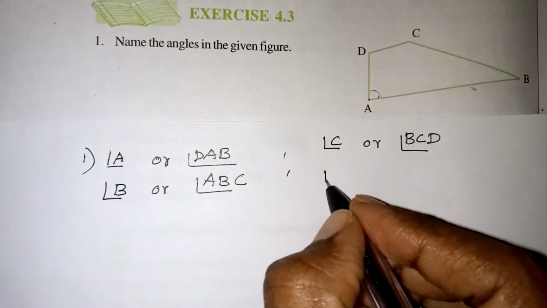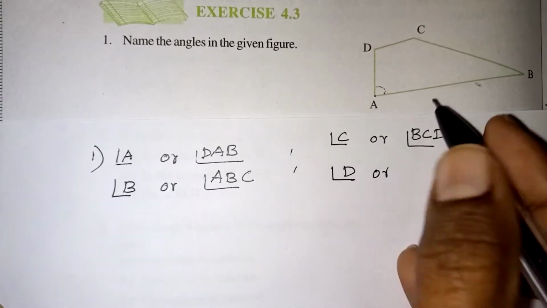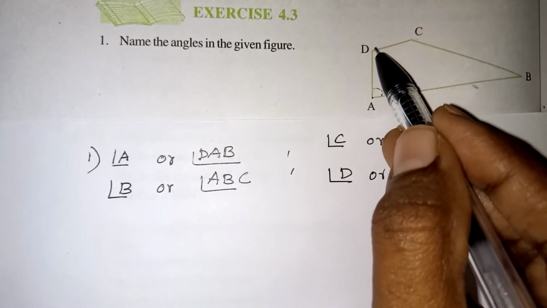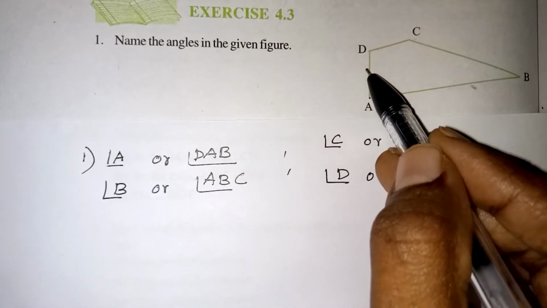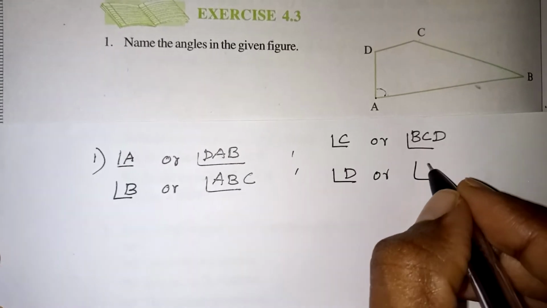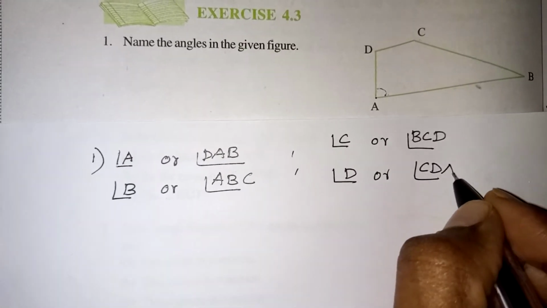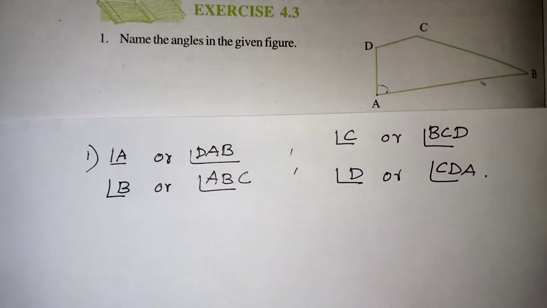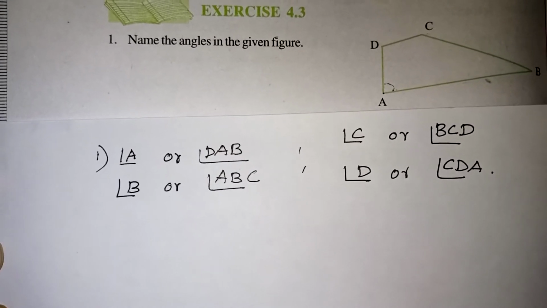The last angle is D, the fourth angle. Angle D can be written as: the line is coming from C, then touching D and going to A. So we have to write CDA. That is the correct angle for D. Like this we should write it. We'll move on to the next problem now.